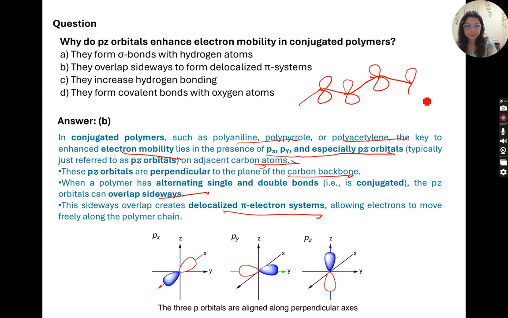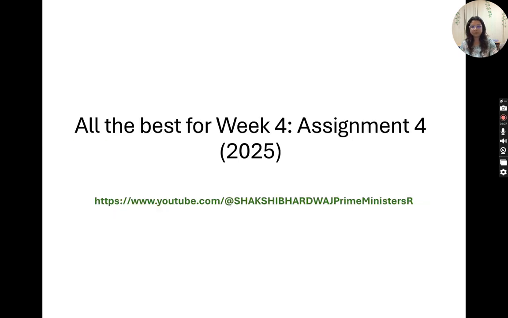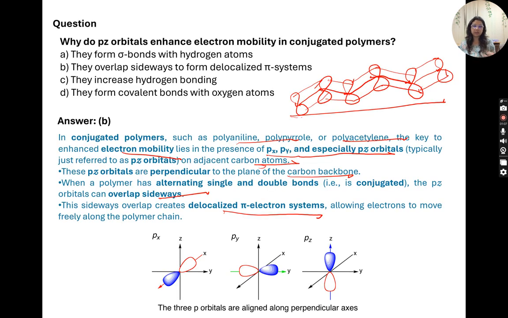So this is the structure. Electrons can simply move through these delocalized systems very easily, and because of this pz sideways overlap, the delocalized system helps in electron mobility. So the correct answer is B, sideways overlap to form a delocalized system. Okay, so I hope this was the last question of today's session.